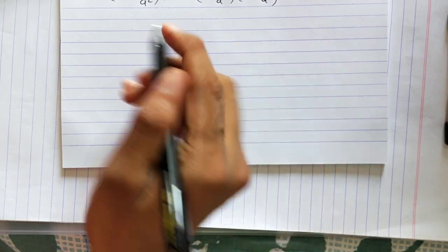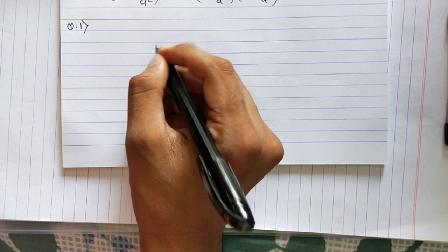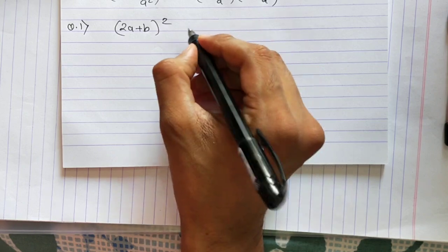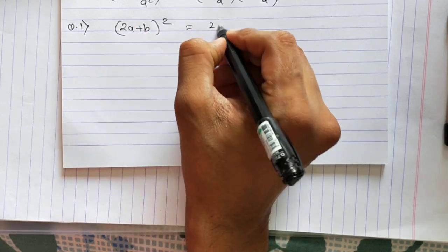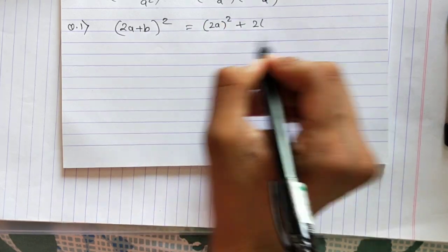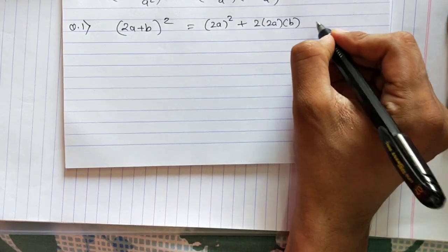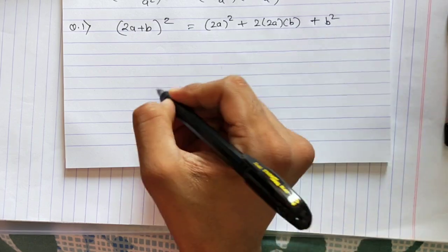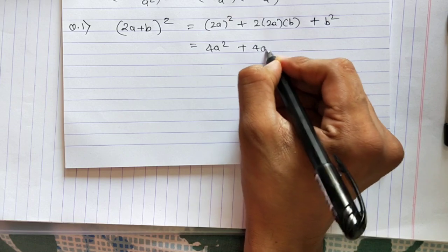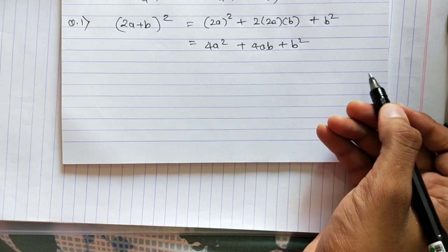Now the question number 1 is very basic. Question number 1, we only have to find the square of 2a plus b. What is 2a plus b the whole square? A square means 2a square plus b square plus 2 into first term into second term, that is 2ab. So this will become 4a square plus 2 2s are 4ab plus b square. That's it. Very easy, very basic sum.